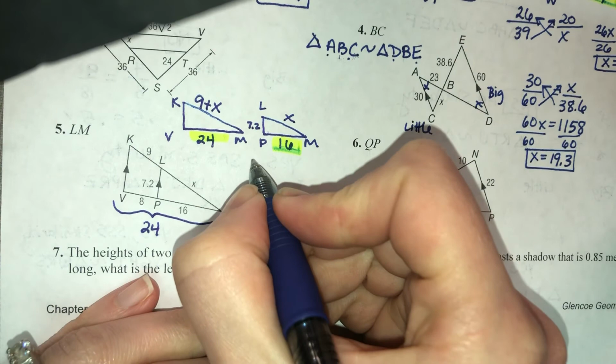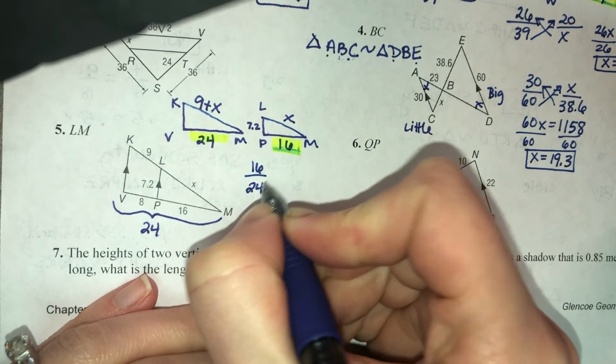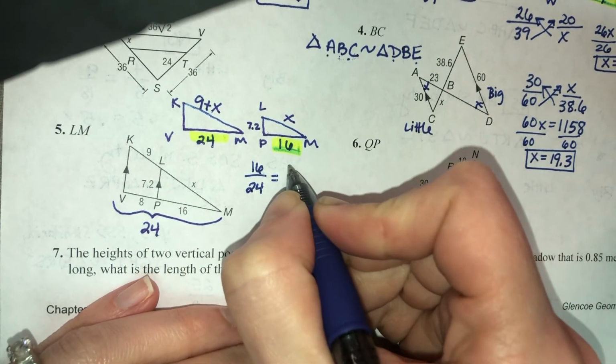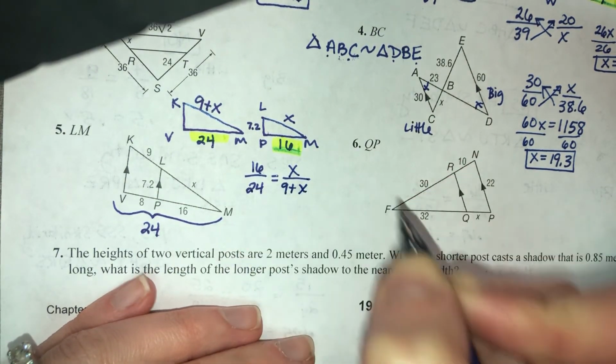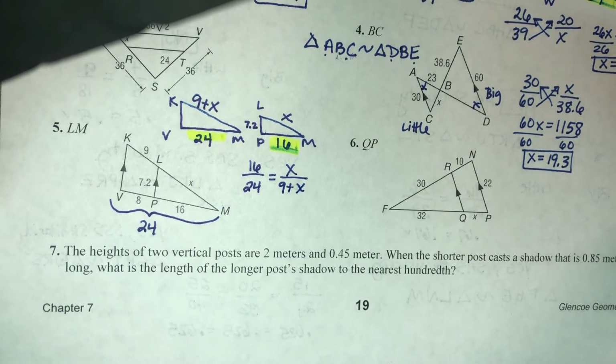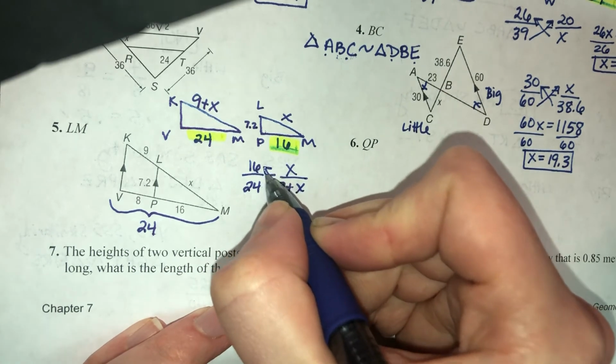So little side 16 goes with big side 24. And then little side x goes with big side 9 plus x. So we have two x's in this problem, but we have worked proportions like this already in this unit. So we're going to cross multiply.